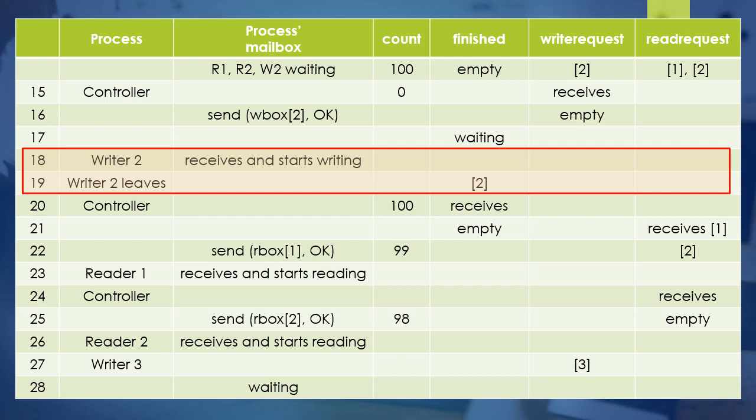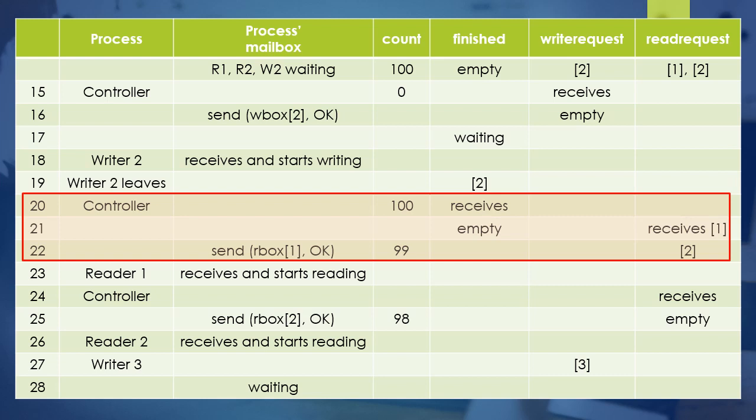Then it completes writing. It puts its ID in a message and sends the message to the finished mailbox. All this time, the controller had been blocked. The message from writer 2 in the finished mailbox unblocks the controller, which sets count back to 100.